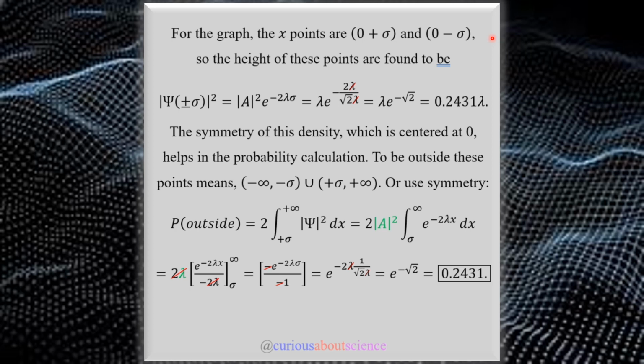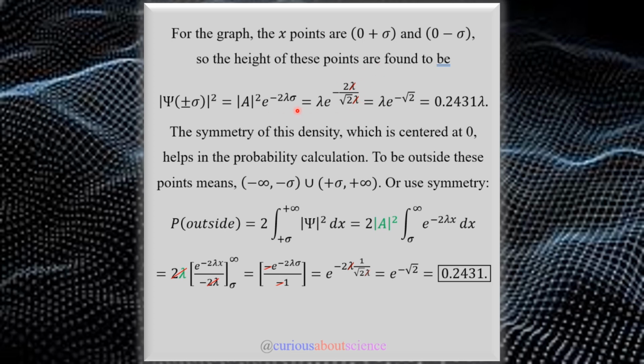So the height of these points are found to be, well, the wave function is a function, so we can get the magnitude out of that by plugging in the point x. So here we see we plug it in. The absolute value squared gets rid of that time component that we had before, and it's just a positional component here. So we get a squared again, e to the minus 2 sigma lambda. Again, absolute value knocks them out, no worries there. And then you plug all the factors in.